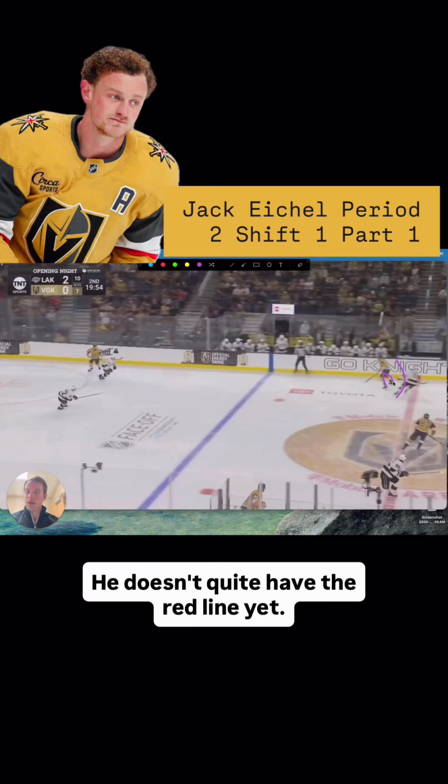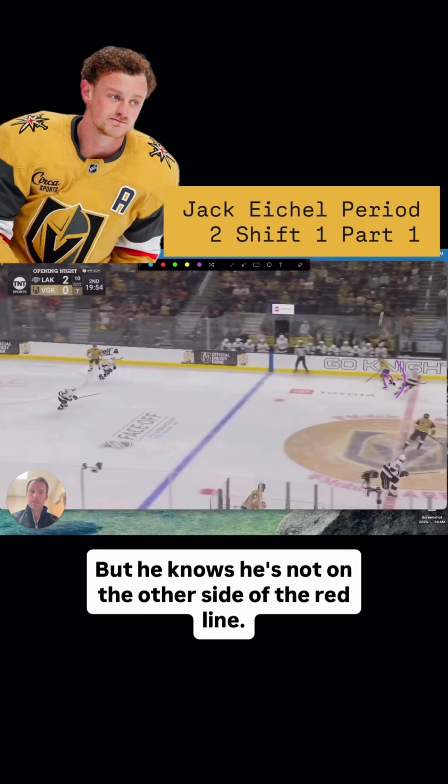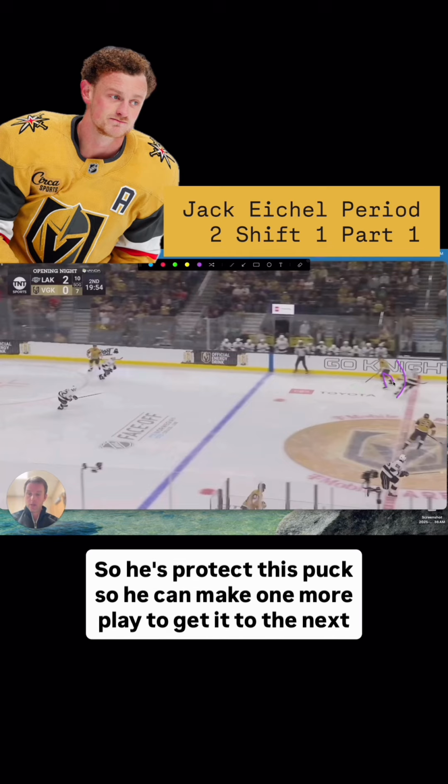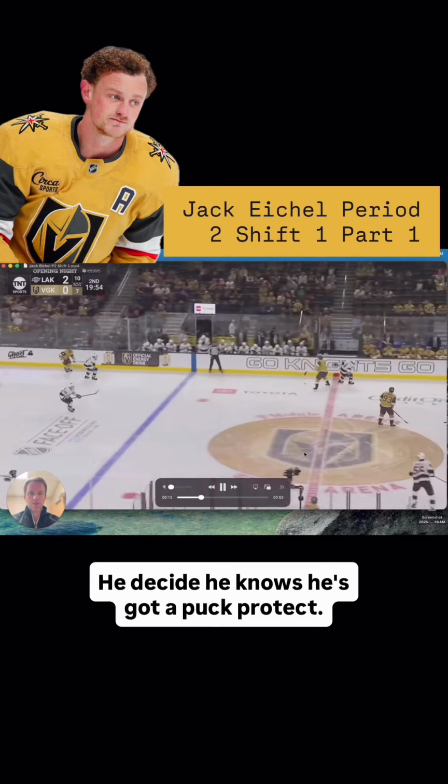Smart. He doesn't quite have the red line yet. Maybe if he's past the red line, he can flip the other way and try to chip it in, but he knows he's not on the other side of the red line, so he's got to protect this puck so he can make one more play to get it to the next zone, and then either decide to make a play to the middle or get it deep, chip and chase style. He knows he's got to puck protect.